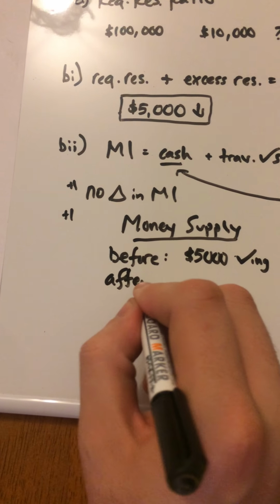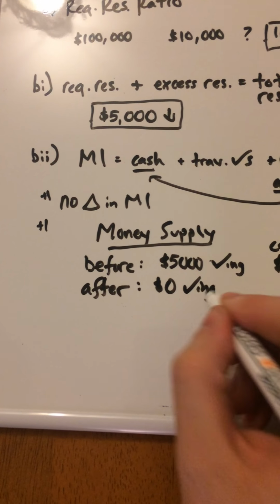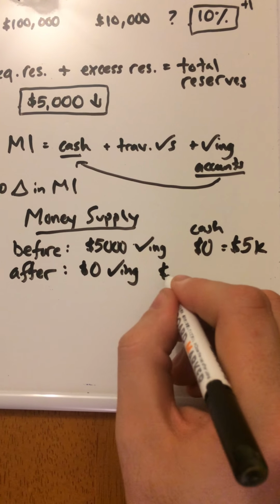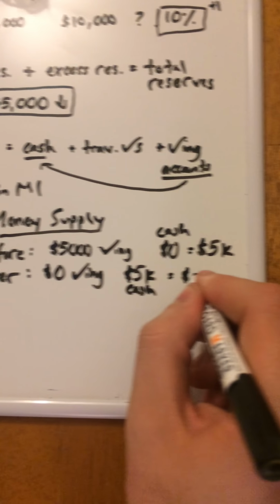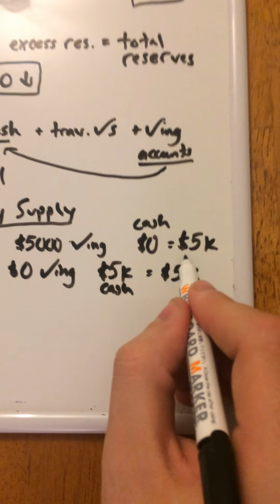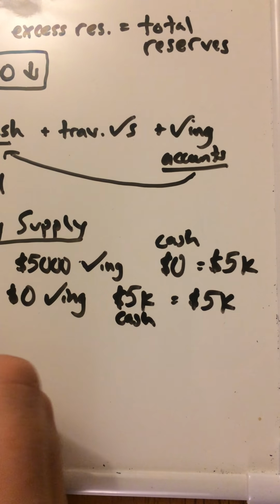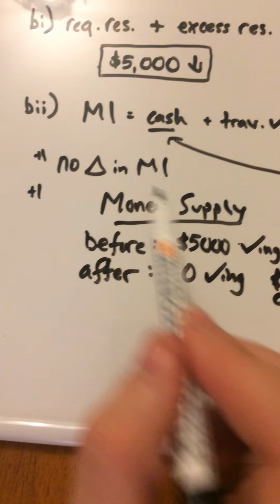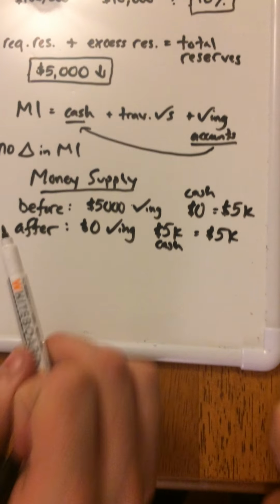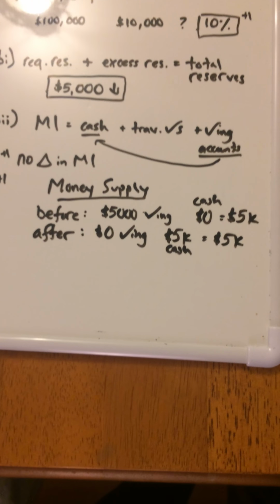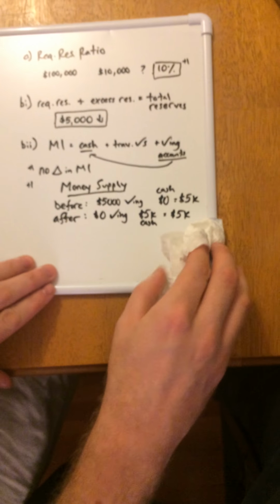After Luis takes out his $5,000, there are $0 in the checking account and $5,000 in cash, which still gives us a total M1 money supply of $5,000. Those two numbers are the same. So this is just a visual representation of why we can say that there's no change in the M1. Essentially, we're just recategorizing, putting different labels on something that's already included in M1. Cash is in M1 and checking accounts. So the actual M1 money supply itself did not change.